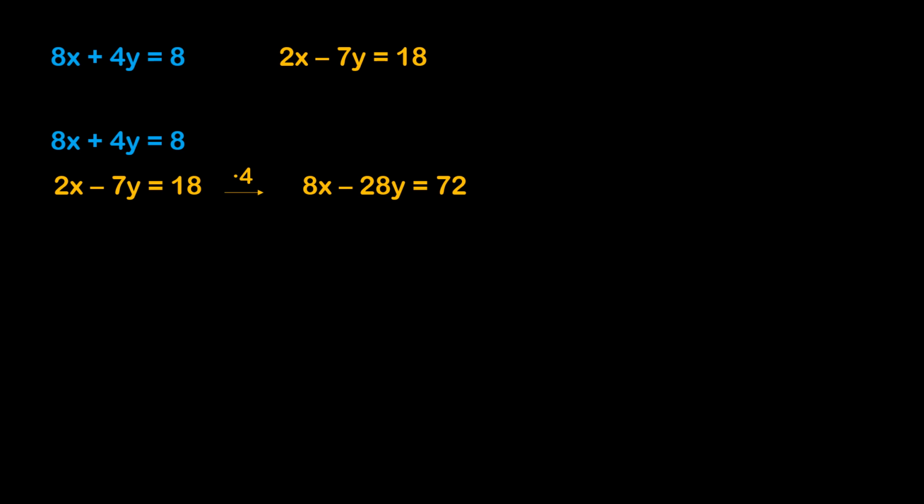Okay, so I can rewrite the other equation again. And from here, we see that all we have to do is subtract the two equations because 8x minus 8x is 0.